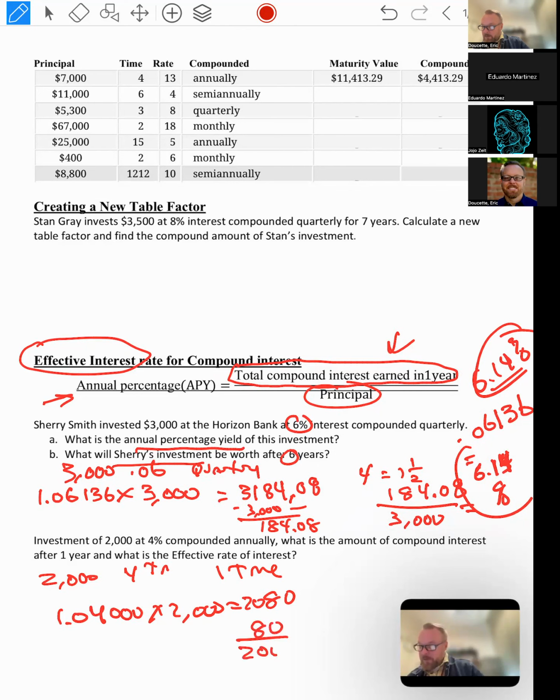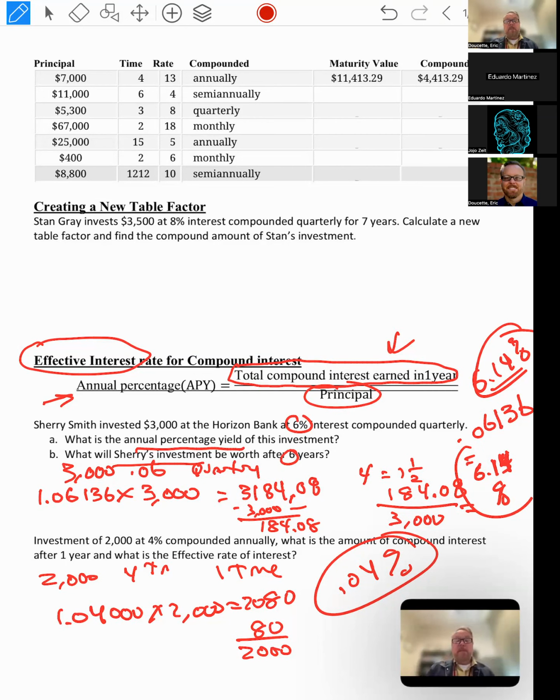I'm going to divide that by the 2,000 because that's the first year's worth of interest divided by the principal, which gives me 0.04. So 4%. I didn't make any more because it was only compounded 1 time. So it makes sense. It's exactly 4%. Had it been compounded multiple times, I could take the same problem and compound it 12 times, and it'll actually be a little higher. So that's what we call effective interest rate. And you're going to need to solve a few problems like that.